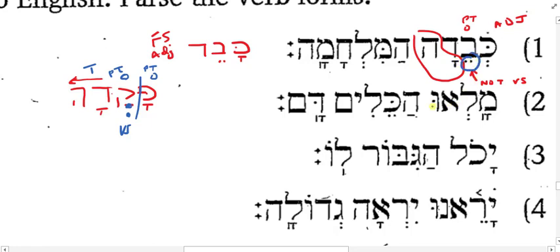Why did it not reduce? Because it's not a verb, okay? Only verbs do that. If I get an open pre-tonic syllable and it doesn't reduce to vocal schwa, it's because it's an adjective and not a verb. And that's why it's deseri here. Okay?